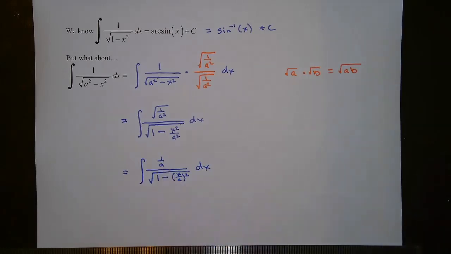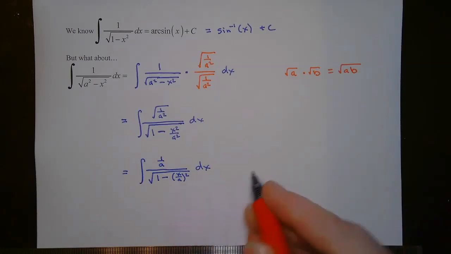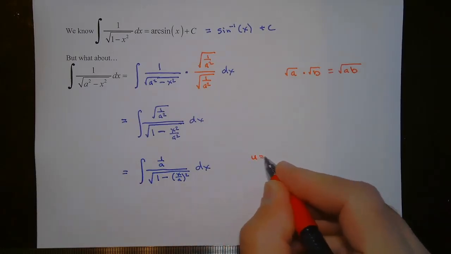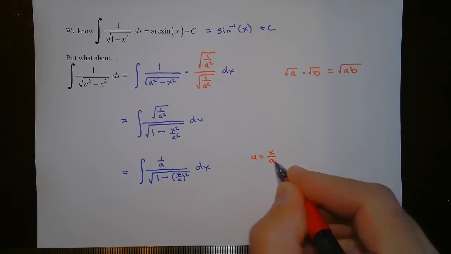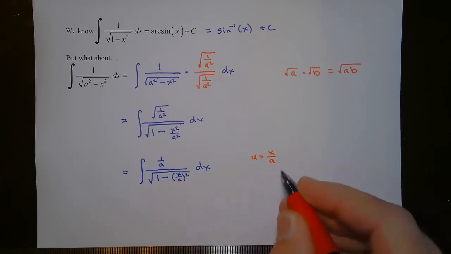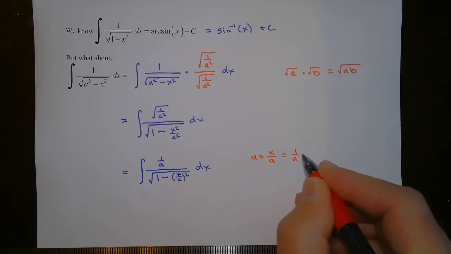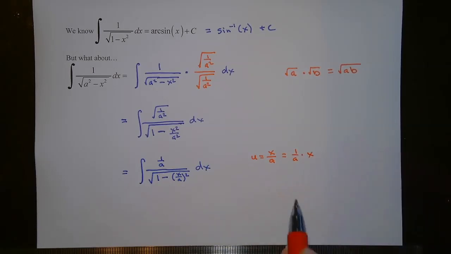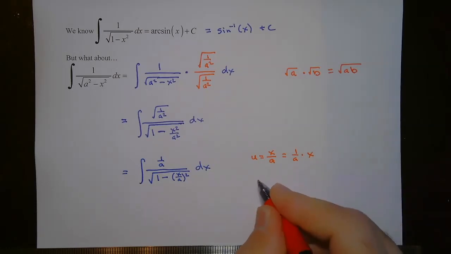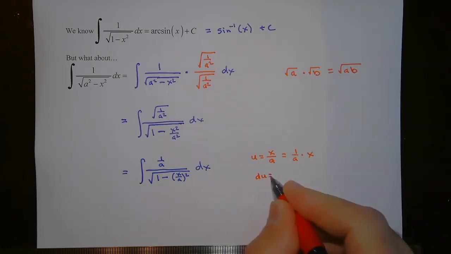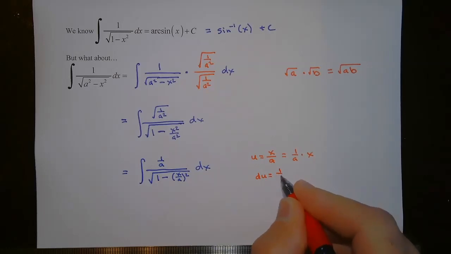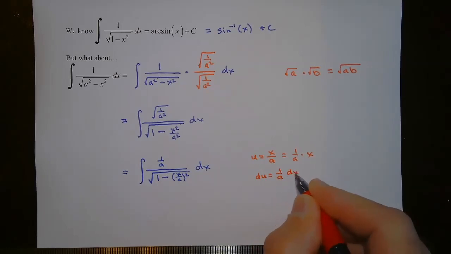All right, this 1 over a right here, hold on. If we let u be x over a, what I was going to say was incorrect, so that's why I stopped saying it. So another way of saying this is 1 over a times x, and the derivative of u with respect to x would be 1 over a dx. So du is going to become 1 over a dx.